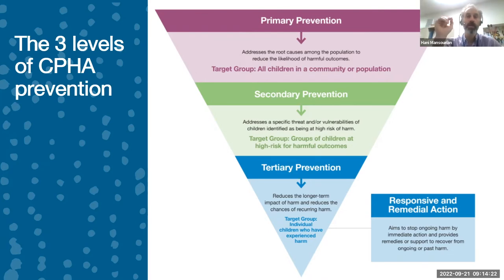It's when a child is at high risk of harm. A particular child who gets identified as being at high risk of being separated or being recruited into armed forces or groups, then we do certain interventions for that particular child to make sure that child does not end up in child labor or in armed forces and groups. So that's secondary prevention. Again, it's before the harm has actually happened.